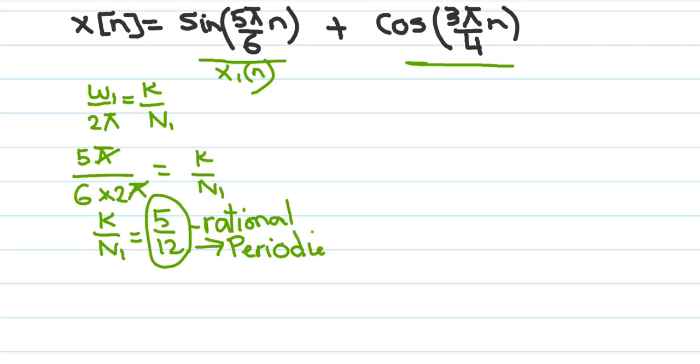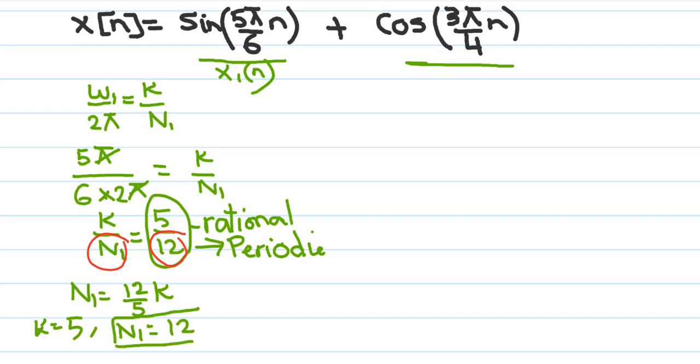Now how do we find n? n1 will be equal to 12 here. You can see from here that n1 is equal to 12. Or if you cross multiply, we end up with n1 equal to 12 by 5 k, and for k equal to 5, n1 will be equal to 12. Up to you, you can use any approach here.